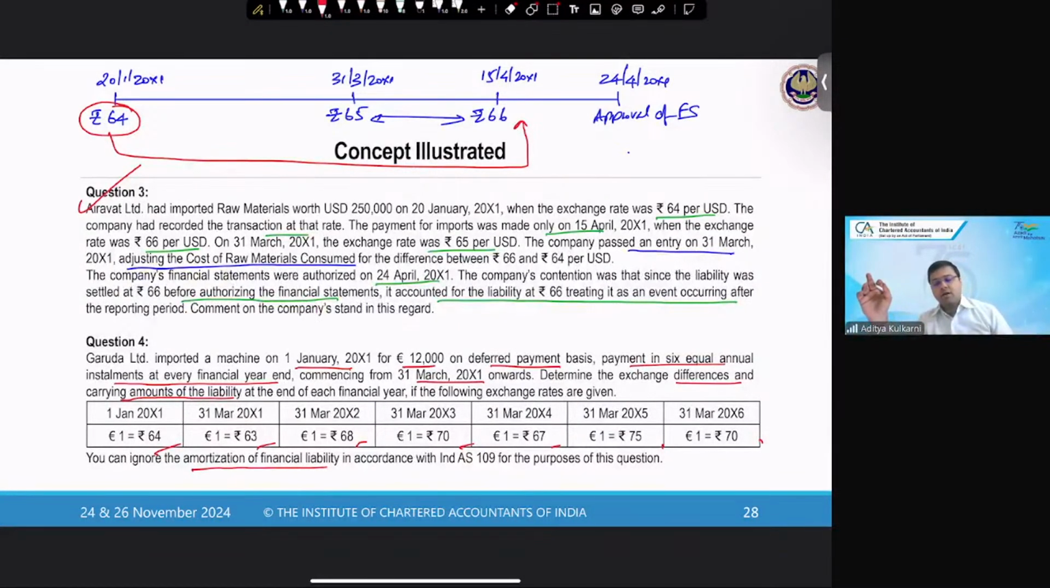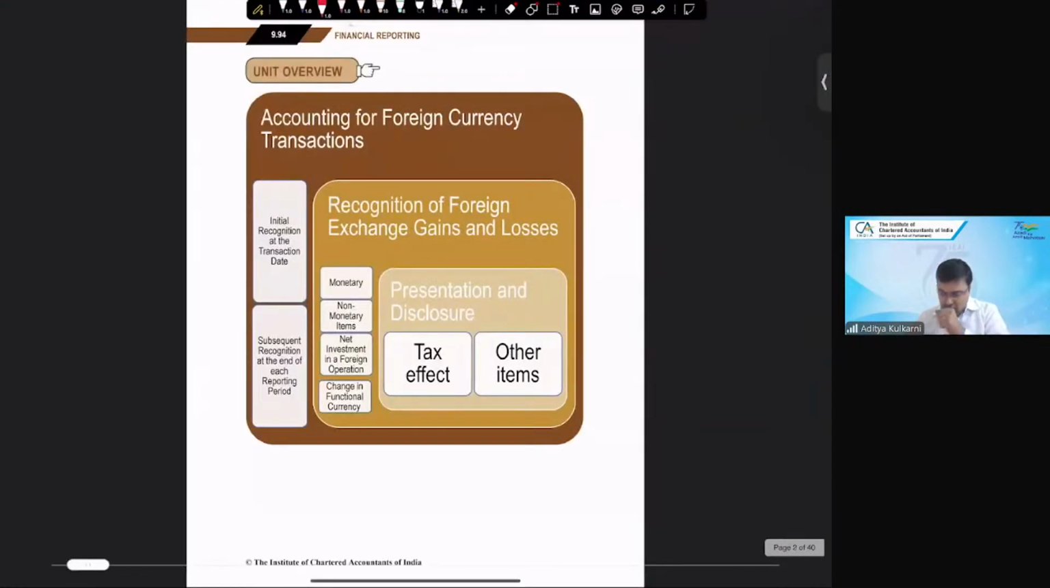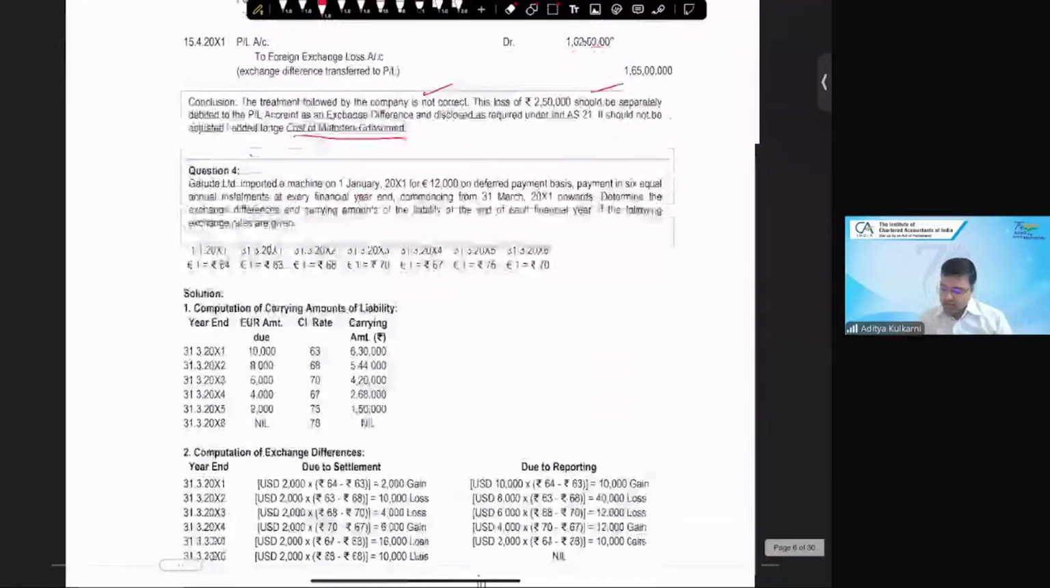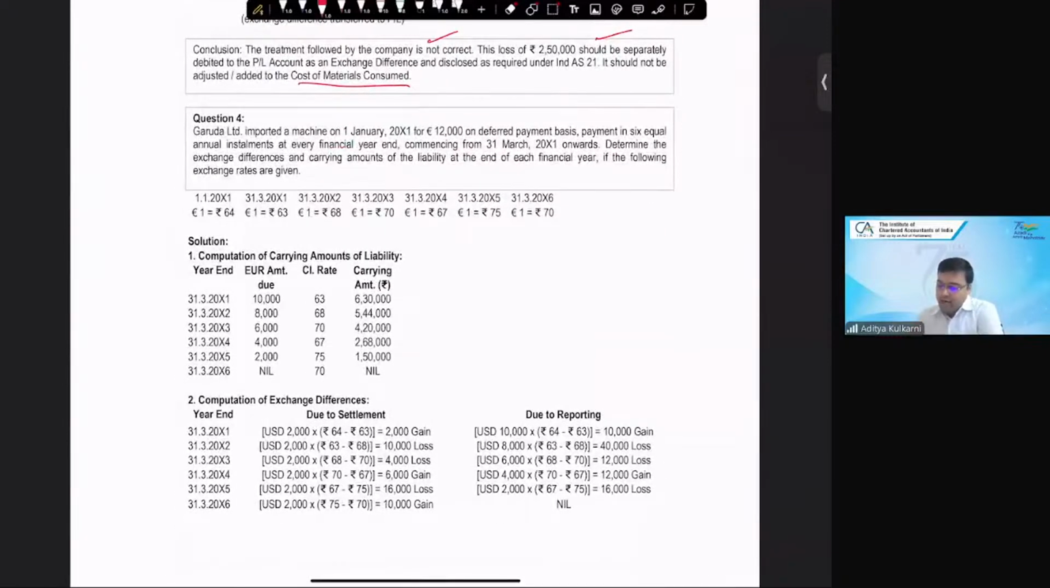Okay. All right. So with that as the basis, if we look at the solution, we had procured for 12,000. So at the end of year 1, 12 becomes 10, 8, 6, 4, 2. Okay, so this is your euro amount, and finally 0.